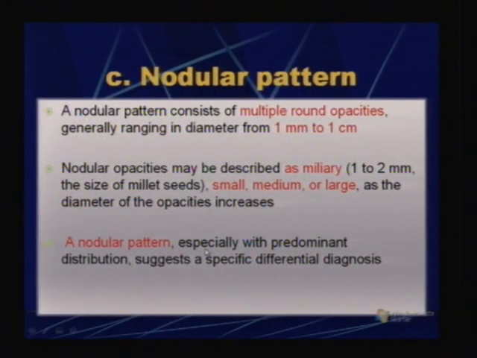The next pattern of radiological shadows we see is the nodular pattern, which consists of multiple round opacities, generally ranging in diameter from 1 millimeter to 1 centimeter. Nodular opacities may be described as miliary if the size is between 1 to 2 millimeters, and small, medium or large as the diameter of the opacities increases.